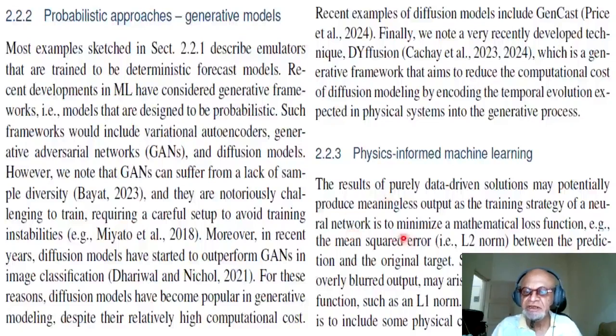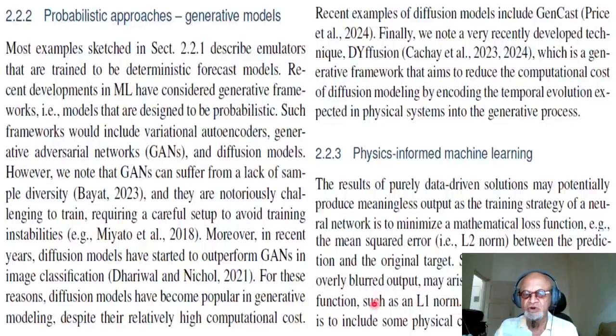Physics-informed machine learning. Results of purely data-driven solutions may potentially produce meaningless output, as the training strategy of a neural network is to just minimize a mathematical loss function, for example, the mean squared error, L2 norm, between the prediction and the original target. It doesn't care, it will just hammer a minimization of root mean squared error, let's say, without worrying about causal inferences or even Bayesian inferences or physical constraints.